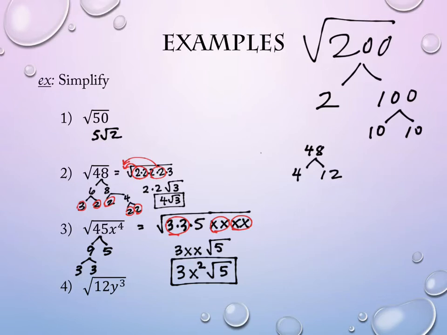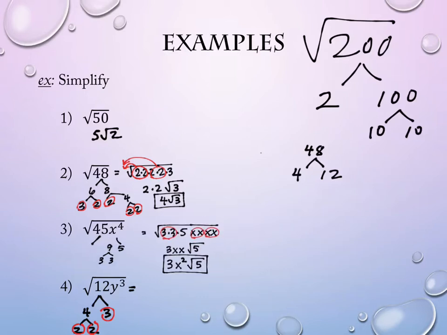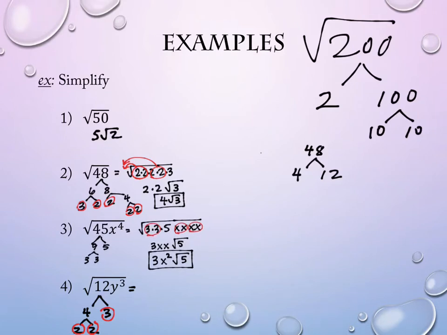Okay, we're going to do the same thing now with the number 12. 12 is what? 4 and 3, all right? 3 is prime, 4 is not, so I need to do 4 to be 2 and 2. So again, I'm just looking at the primes at the end if I've got them factored all the way down like that. So the 12 is 2 times 2 times 3, and then I have y cubed, so there's 3 y's. All right, so what do you see matching?